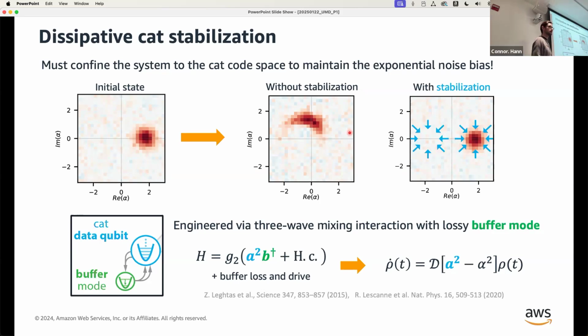This is distinct from other kinds of imperfections like single photon loss that, even in the presence of this dissipation, will still lead to errors on the cat qubits, phase flip errors in particular. So the point is not that with the stabilization we don't have any errors, but just that ideally one type of error, the bit flip errors, should be exponentially suppressed.